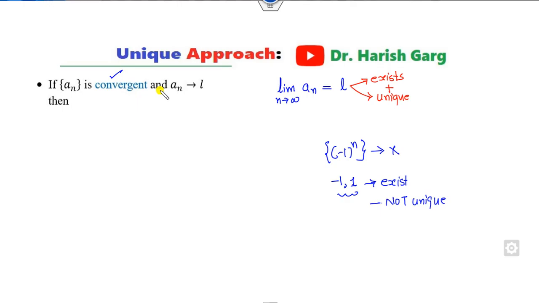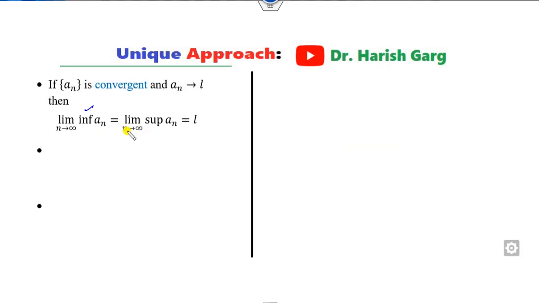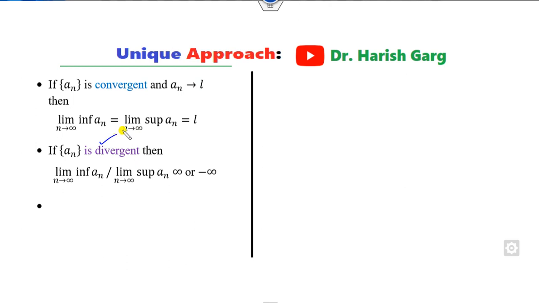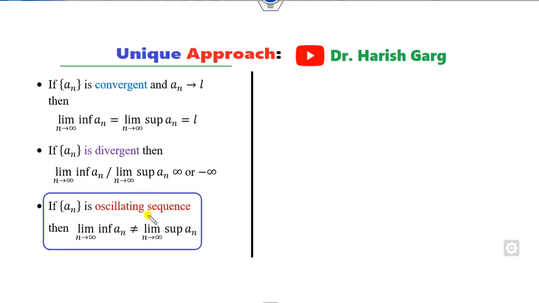If you prove that the sequence is convergent, then the limit sup and the limit inf are both the same, and must be equal to the limit of this sequence. On the other hand, if you prove that the sequence is divergent, then the limit infimum or supremum takes the value either infinity or minus infinity, depending upon whether the sequence is increasing or decreasing. If your sequence is oscillating, then the limit infimum is not equal to the limit supremum. For example, here this is an oscillating sequence, so you have only two values. This is the infimum value, this is the supremum value.